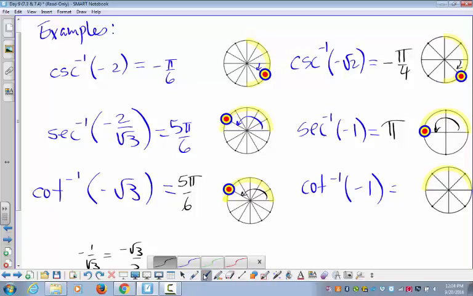Inverse cotangent is on top, where the cotangent value is negative 1, or the tangent value is negative 1. If you take the reciprocal of negative 1, you get negative 1. So we want to know where the tangent value is negative 1. And that would be right there. Tangent value of negative 1. And that is 3 pi over 4.